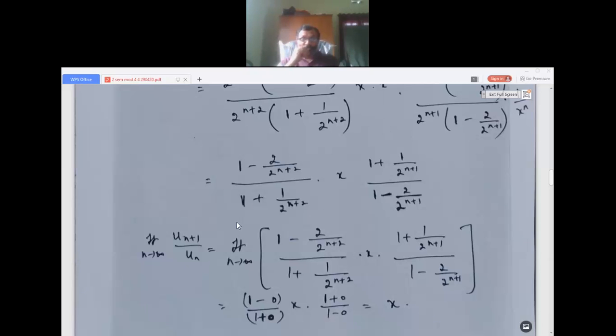Limit n tends to infinity, u(n+1) divided by u(n). So you know many problems you have done till now. Practice all the problems. It will be very easy if you have practiced. So limit n tends to infinity, we apply here.